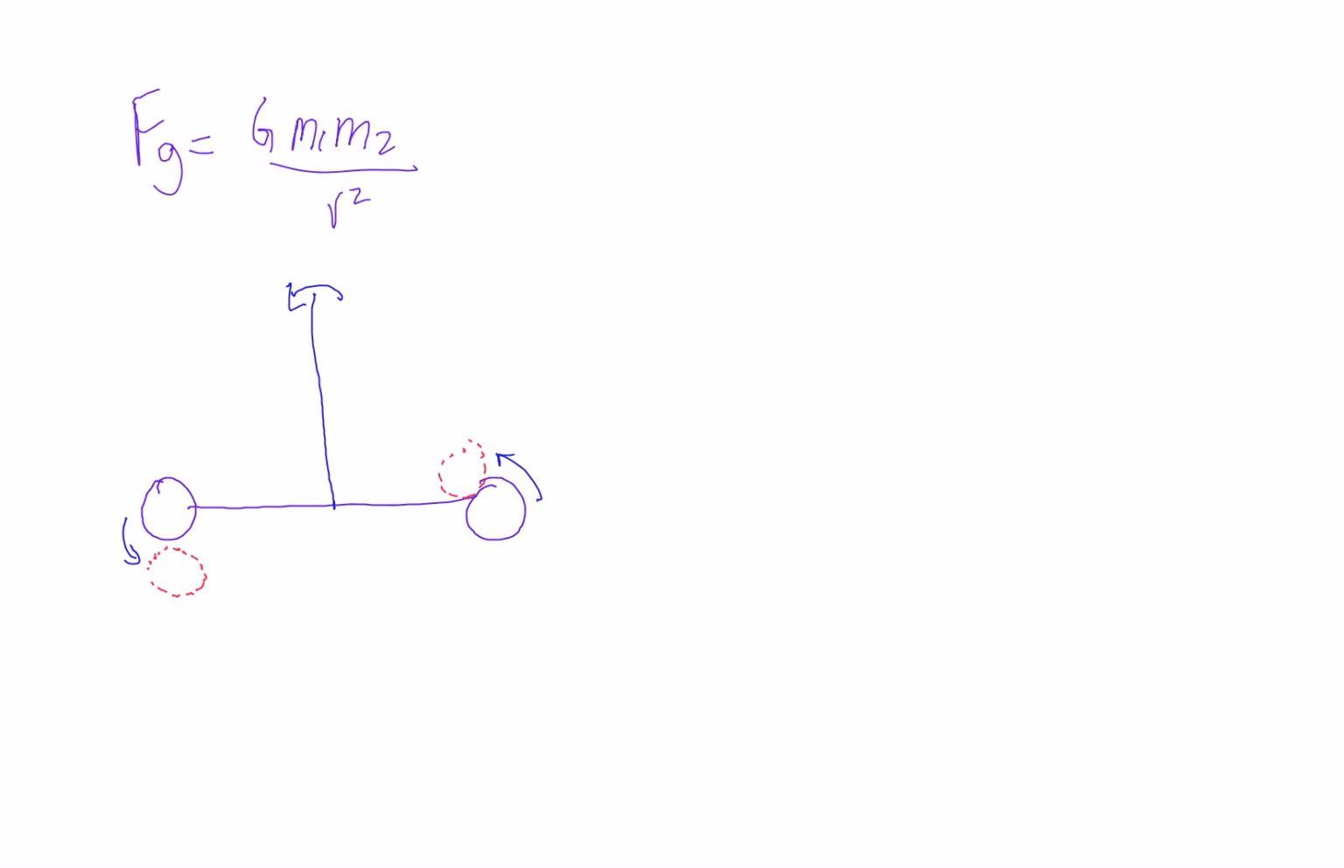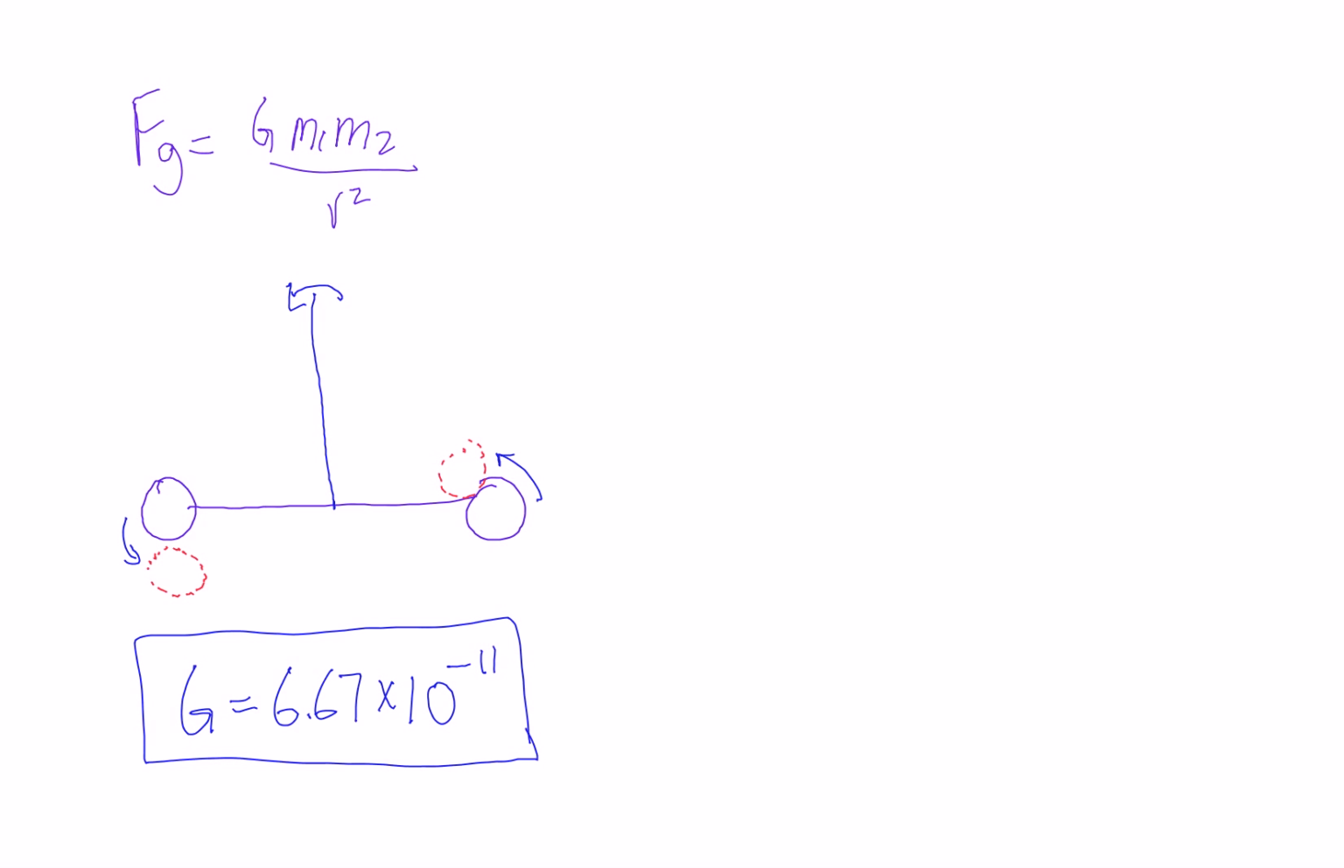After a whole bunch of experiments and a whole bunch of calculations, his torsion balance allowed him to calculate what G is. And to this day we still use his number. It's 6.67 times 10 to the negative 11. That is the gravitational constant that we use every time we calculate the force of gravity. Once he could figure out G, he plugged it in the formula and he could calculate the mass of the Earth as well.